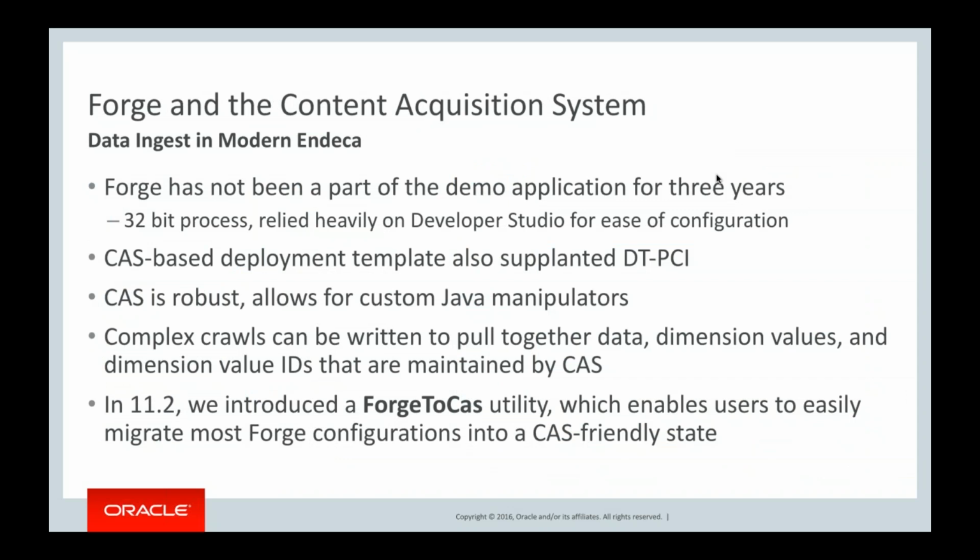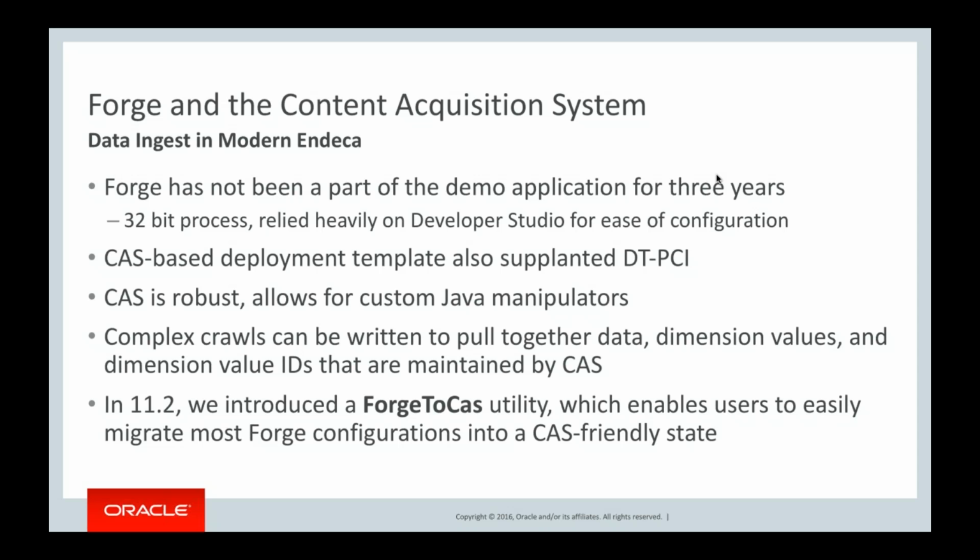There was Forge and the content acquisition system, CAS. Forge is a 32-bit system, so we weren't able to take advantage of it in a 64-bit environment. We weren't able to grow with it, so we moved away from it. So now Forge is gone, and we're just using CAS.